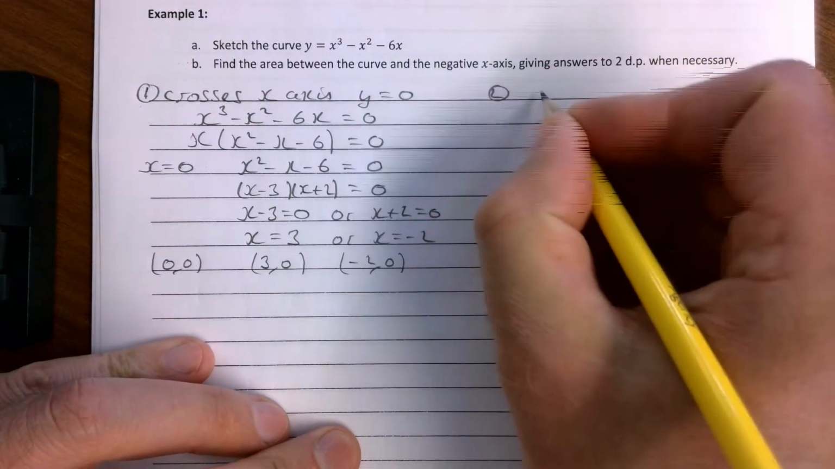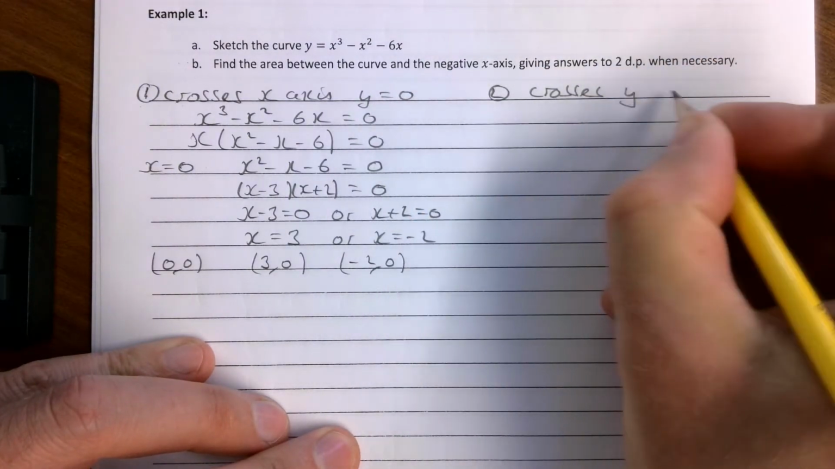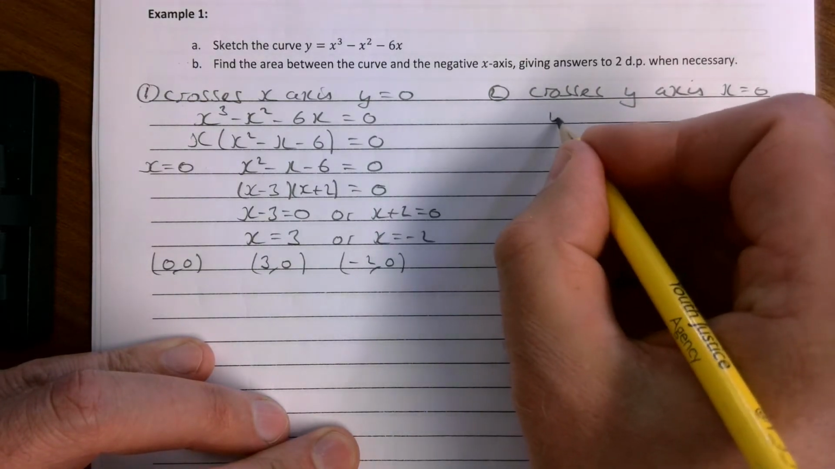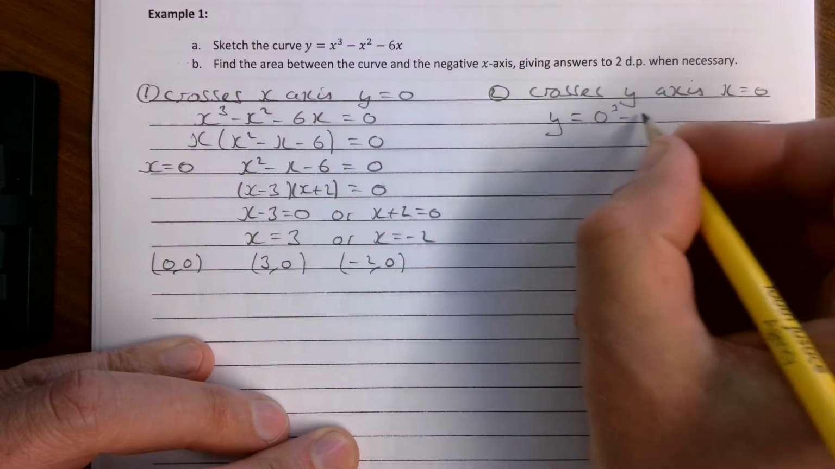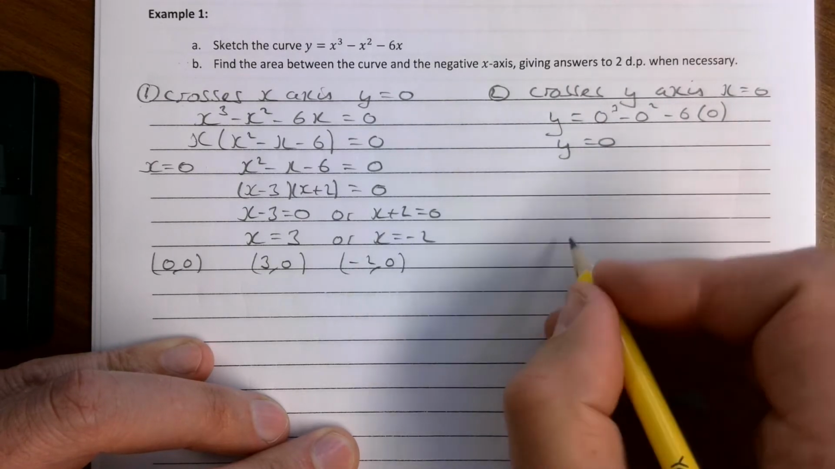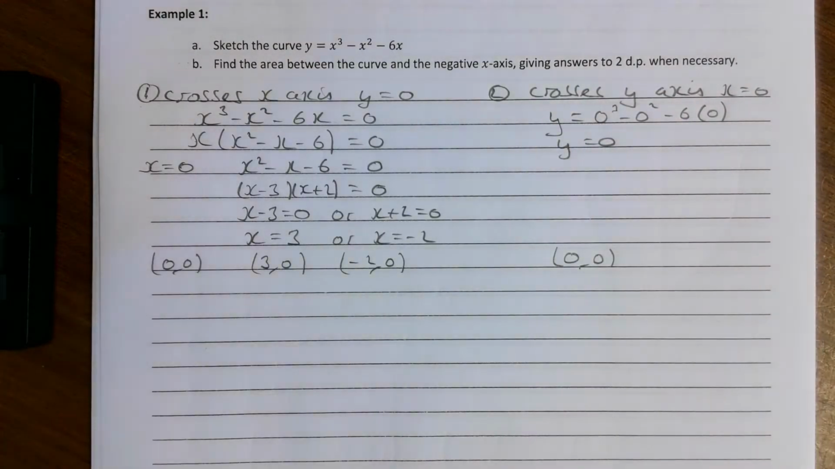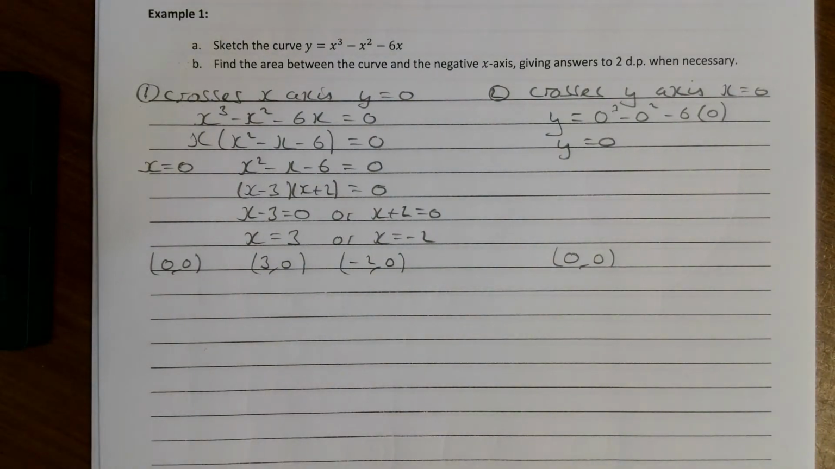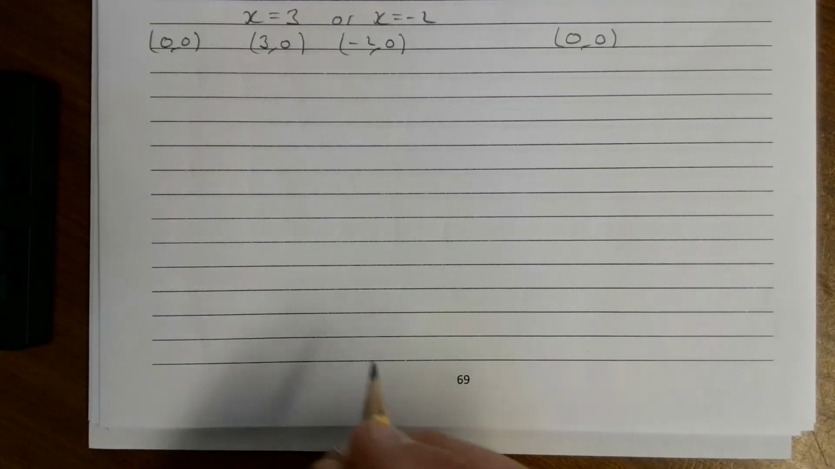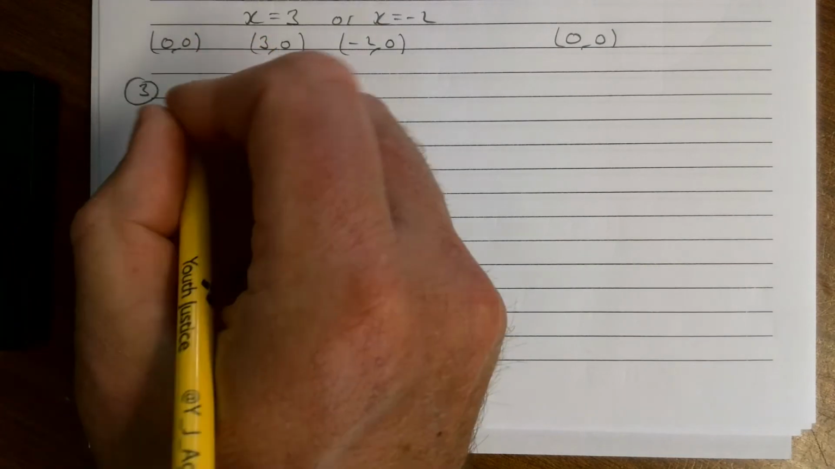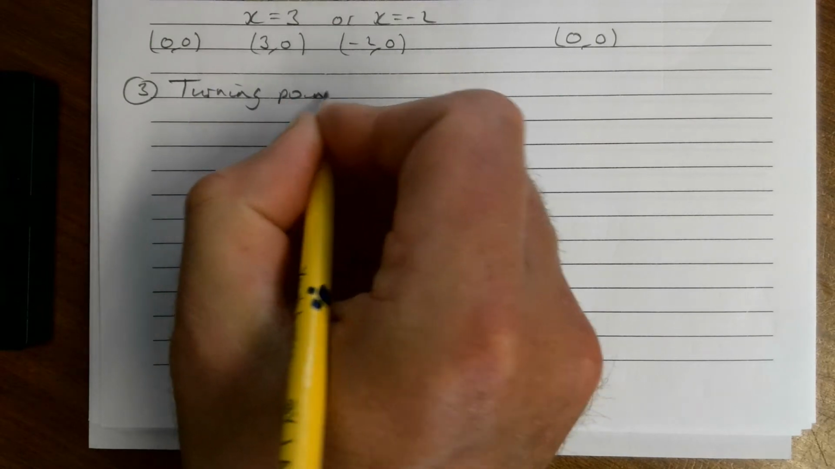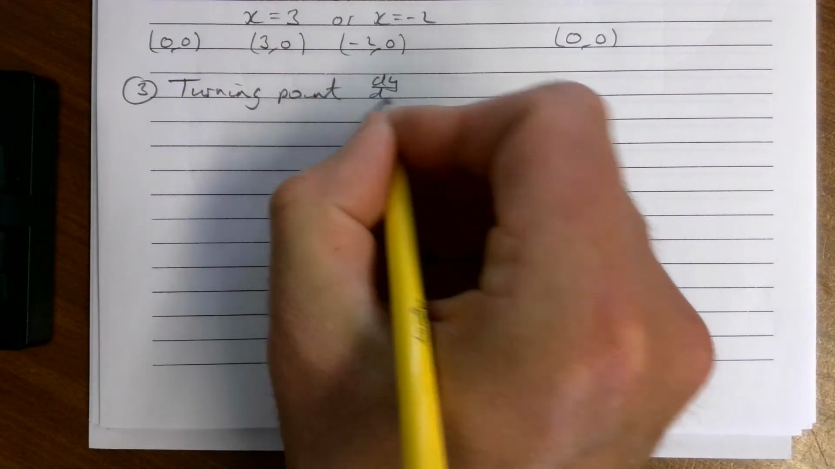Crosses the y-axis whenever x equals 0. So y equals 0 cubed minus 0 squared minus 6 times 0, nice and straightforward. We have 0, which of course is our point (0, 0), which you already had. Obviously if it's going through (0, 0), it's crossing there at that point. The next thing we find is our turning point. How do we find our turning point? Hopefully remember we're going to find dy by dx. Turning point is whenever dy by dx equals 0.